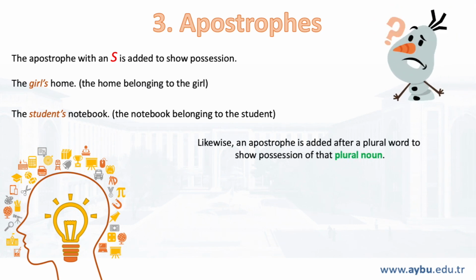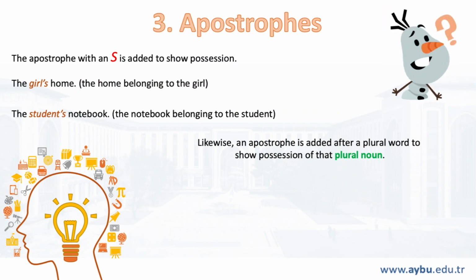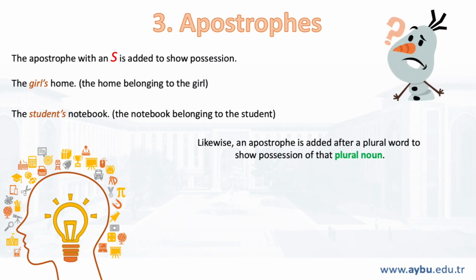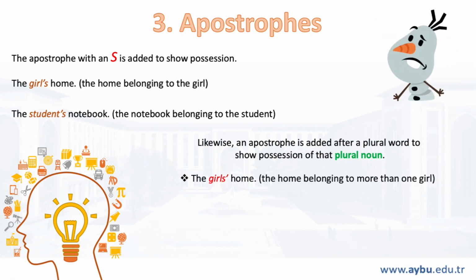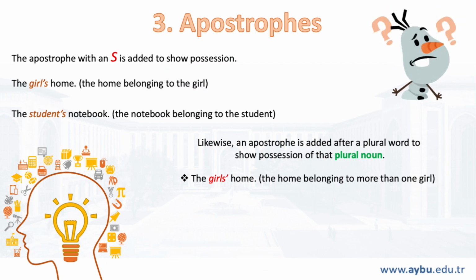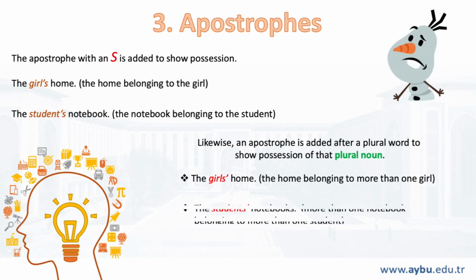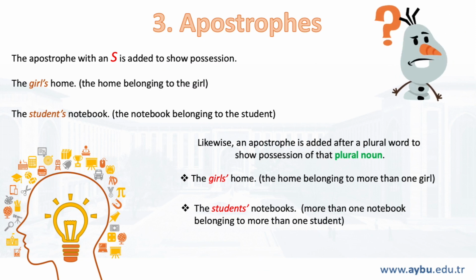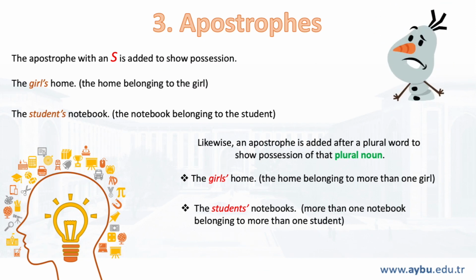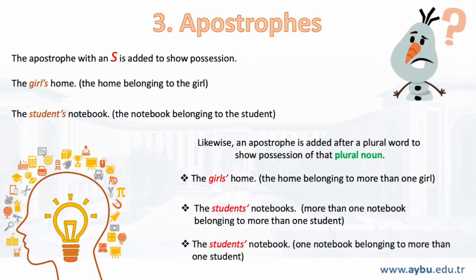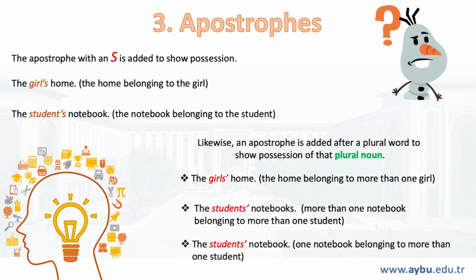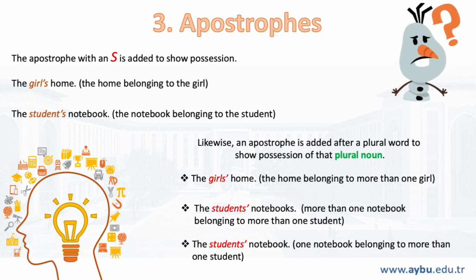Likewise, an apostrophe is added after a plural word to show possession of that plural noun, like the girls' home. We are talking about a home that belongs to more than one girl. Or you can say the students' notebook. Now we are talking about one notebook belonging to more than one student. If we say the students' notebook, putting the apostrophe after the s, we're talking about one notebook belonging to more than one student.